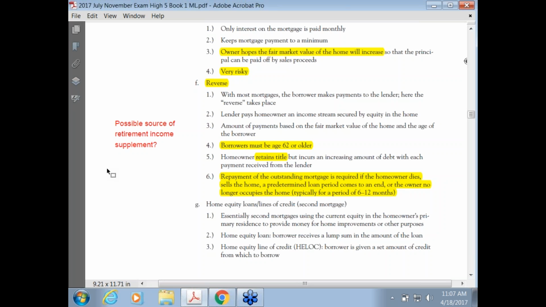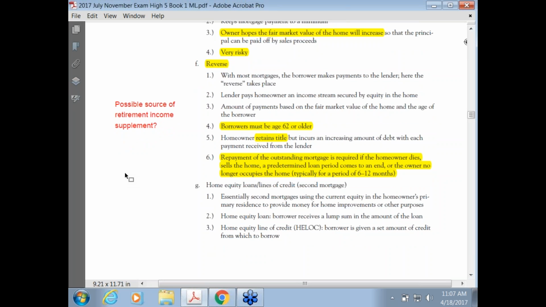We're talking a senior citizen, 62 or older. They do retain the title. It is debt against the property, but typically the story is that they would like to supplement their retirement income, or perhaps, going one layer deep, they're going to use this stream to pay for long-term care insurance, let's say. But you just pay attention to the details on which one of these to recommend for them.